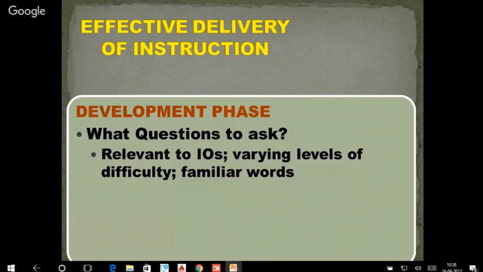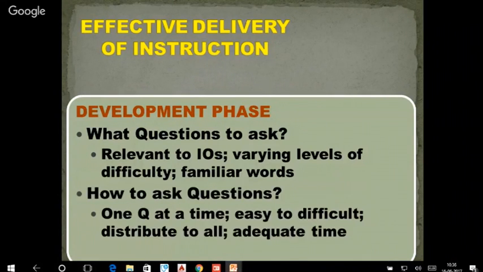Even while teaching also, you need to use the language in which your student can understand. Our purpose is not to impress upon them कि मेरे को बहुत इंग्लिश आती है and I am using very hi-fi words. My purpose is to make the message simplified, clear. Okay, so familiar words. Then how to ask question?